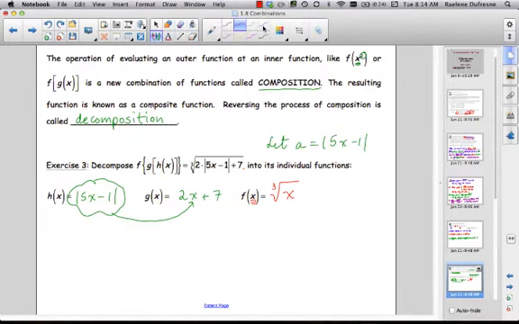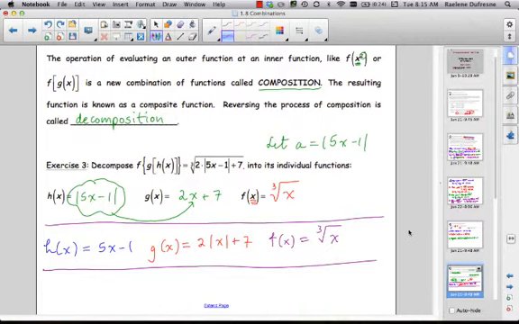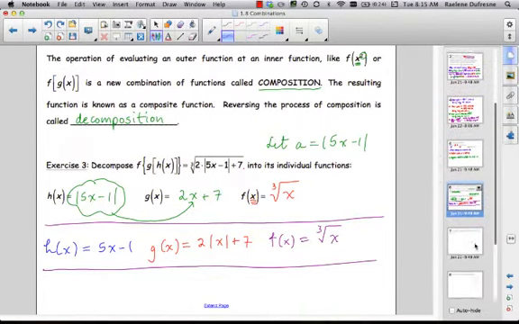For example, calling h of x equal 5x minus 1. Then g of x could have been 2 times the absolute value of x plus 7. And lastly, we could have had f of x being equal to the cube root of x. There's lots of different ways, and there's not necessarily one right way over the other, just some ways may be easier or more obvious than others.